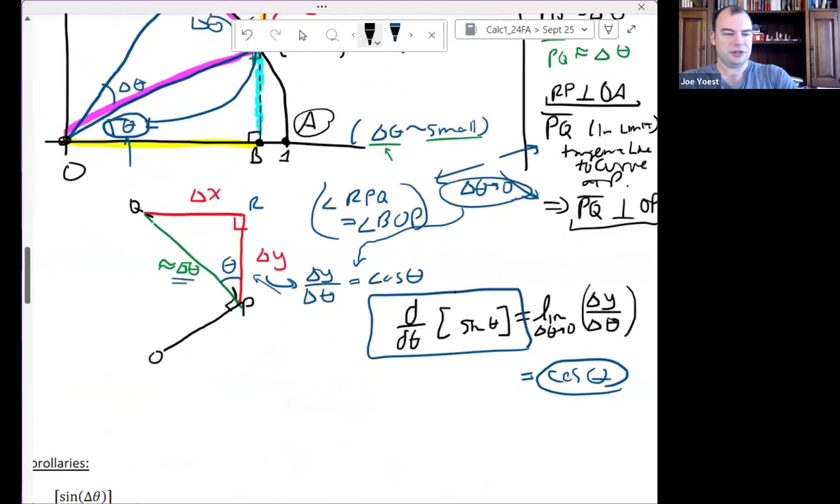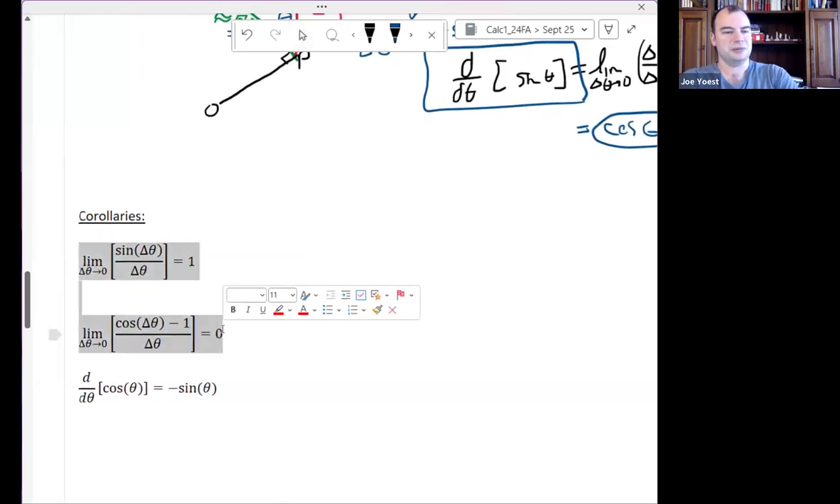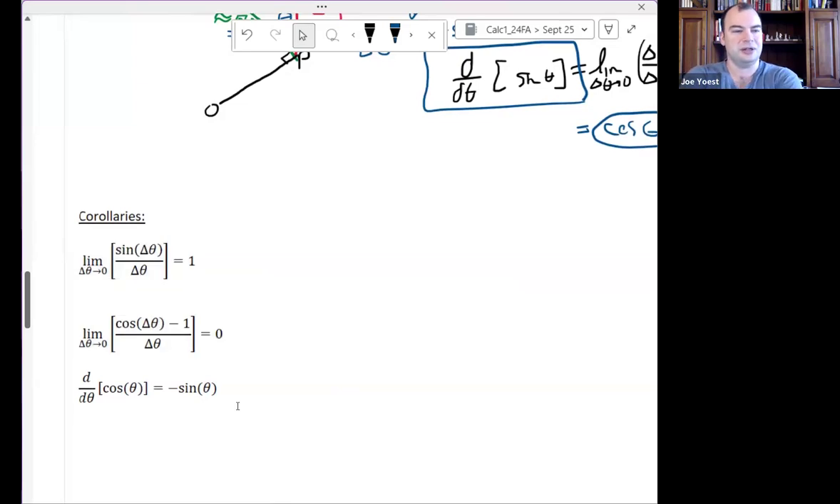So we get out of here two corollaries. Oh, that should say 0. The limit as delta theta goes to 0 of sine delta theta over delta theta is 1. And the limit as delta theta goes to 0 of cos delta theta minus 1 over delta theta is 0.